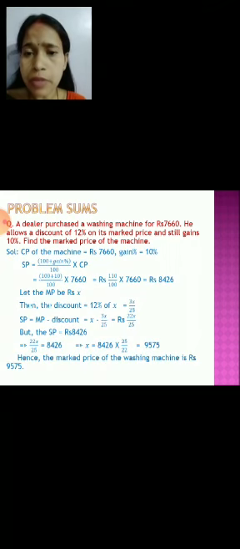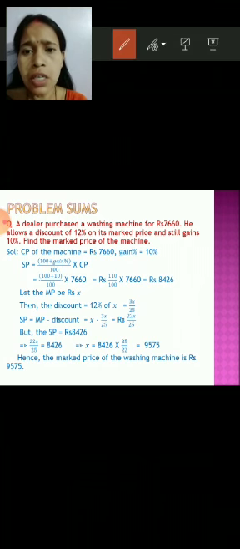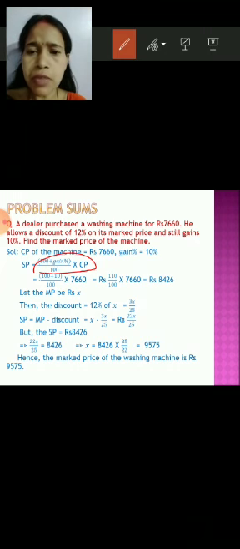So how will you find it out? First of all, CP of the machine is rupees 7660 and gain percent is 10%. So we will use this formula, SP equals (100 plus gain percent) divided by 100 into CP. In place of gain percent, write down 10%, as given over here. So (100 plus 10) divided by 100 into 7660. When you calculate it, you will get rupees 8426.